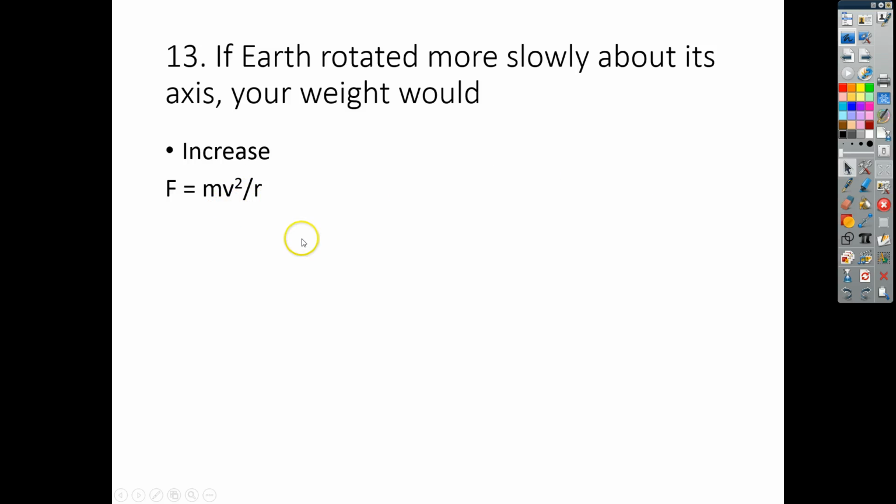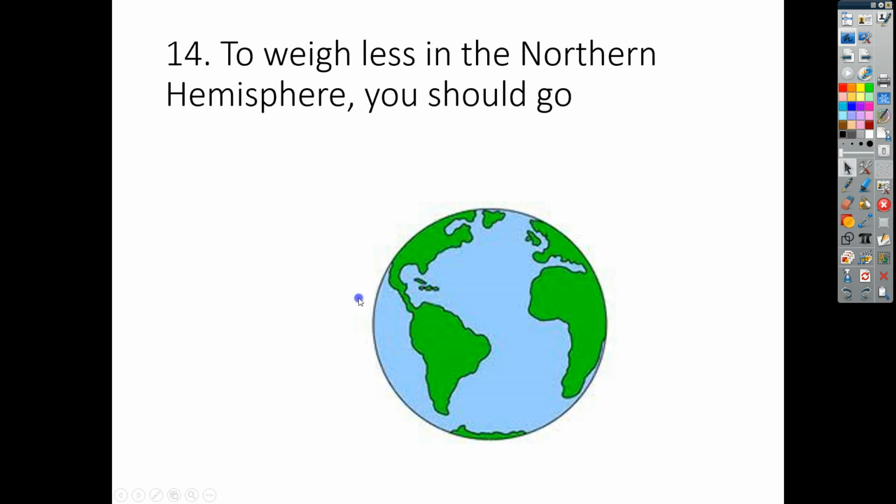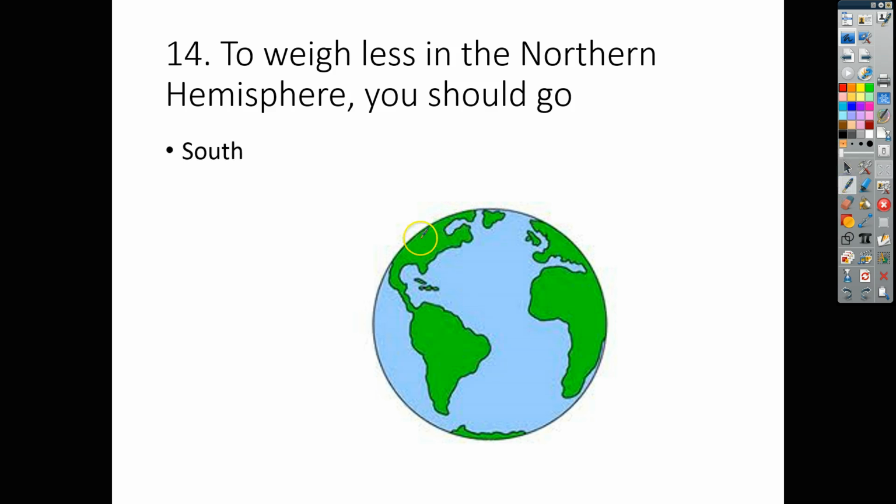We can also look at the equation and do it that way. There's not as much force to balance out your weight because your speed is slower. For number 14, to weigh less in the Northern Hemisphere, you should go south. If I want to weigh less, remember I want to go to where the tangential speed is really big. So tangential speed, Vt, is really big here, and right here, your tangential speed is a little bit smaller.